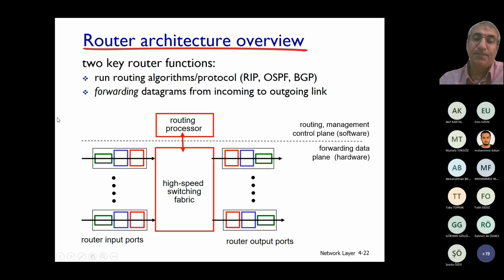So as you see, we have a routing processor that runs this software, which is responsible for the routing algorithms and the management software. And in the hardware part, we have the router input ports and the output ports. And in the middle, we have a high-speed switching fabric. In this case, the forwarding tables are computed by this processor and pushed to the input ports.